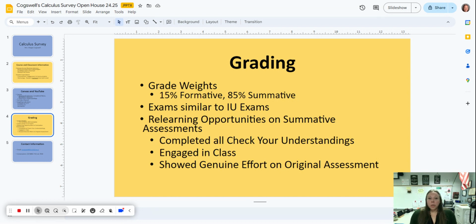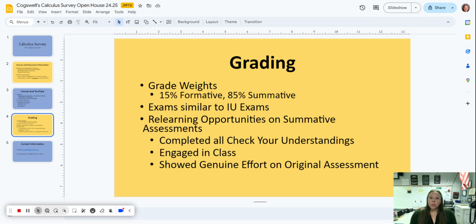Now, relearning, we're going to allow relearning on those big exams, the summative assessments. If a student's not happy with how they did on the test, then I'll encourage them to come in during SSRT, but we will have a set date between tests that they can retake an exam. All they'll need is to make sure they had their Check Your Understandings complete, they were engaged in class, and showed genuine effort on that first assessment. But I'm okay with them relearning.